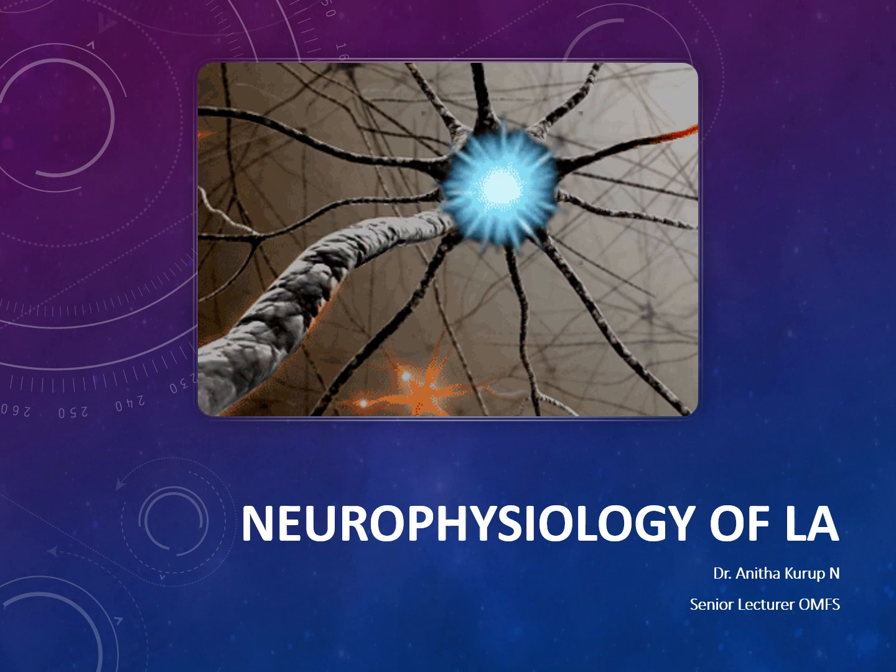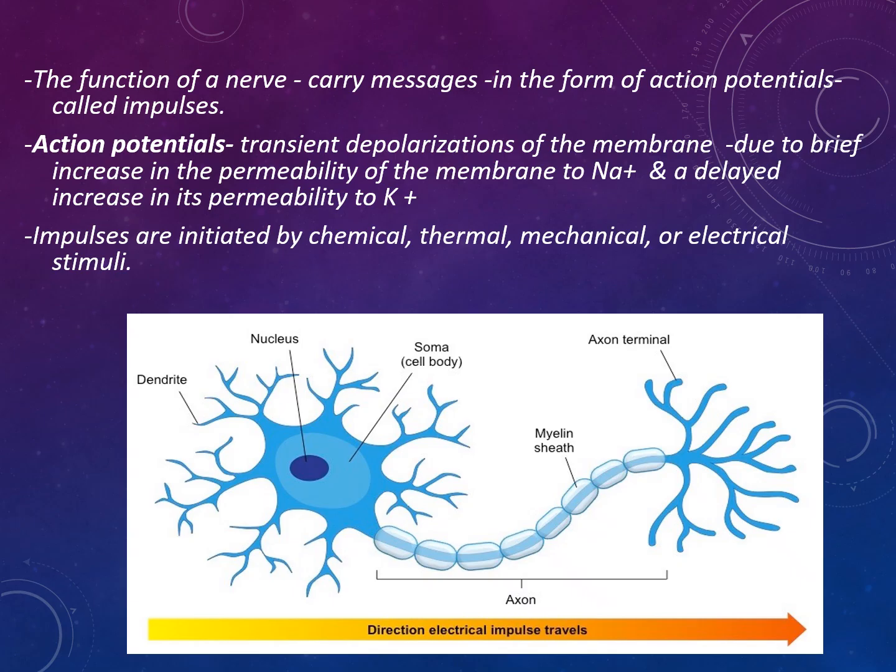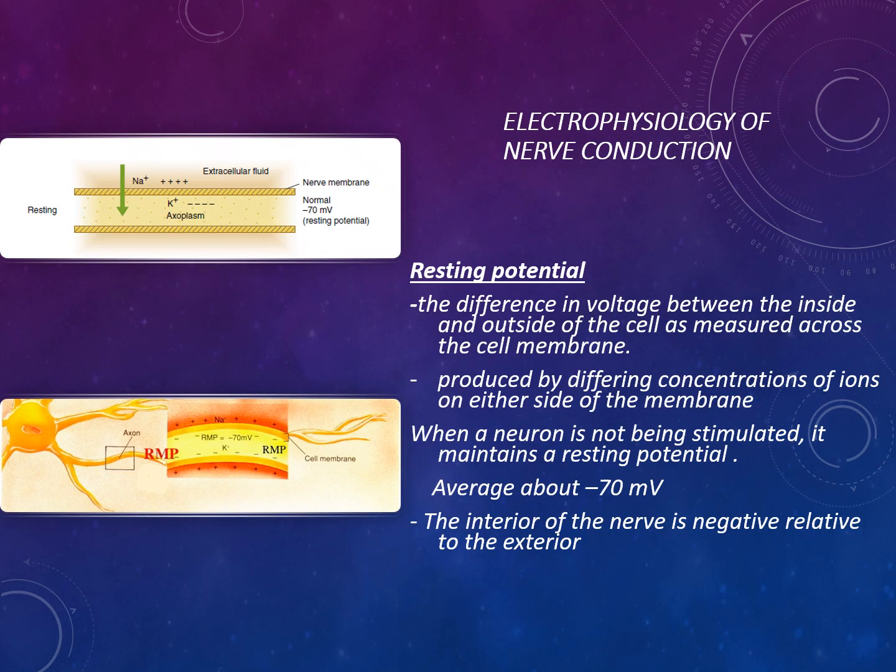Today's topic is Neurophysiology of LA, by Dr. Anitha, Senior Lecturer in Oral and Maxillofacial Surgery. The function of a nerve is to carry messages in the form of action potentials called impulses. A transient depolarization of the membrane due to a brief increase in the permeability of the membrane to sodium and a delayed increase in its permeability to potassium is known as action potential. The impulses are initiated by chemical, thermal, mechanical, or electrical stimuli.